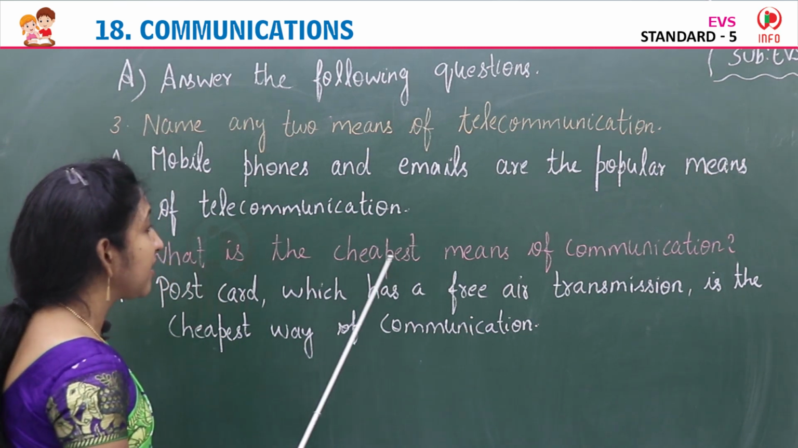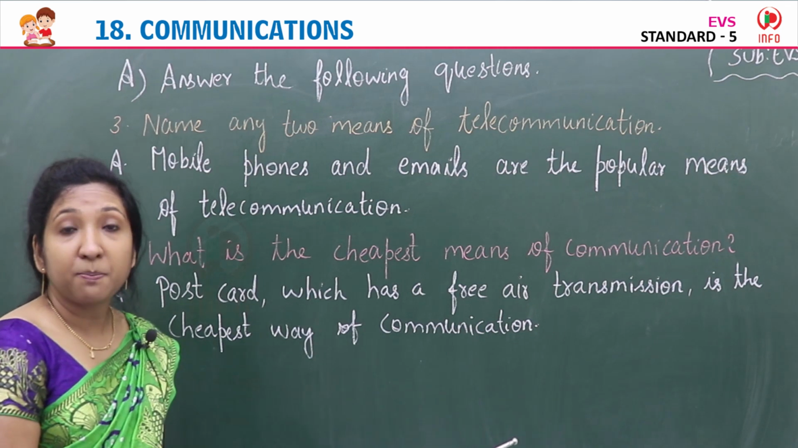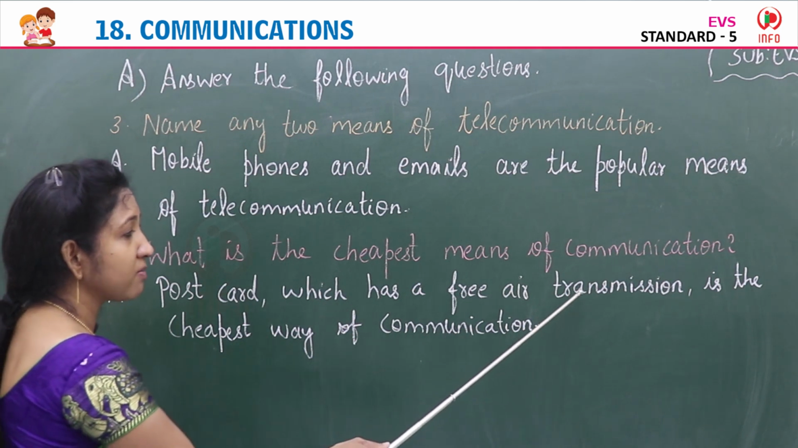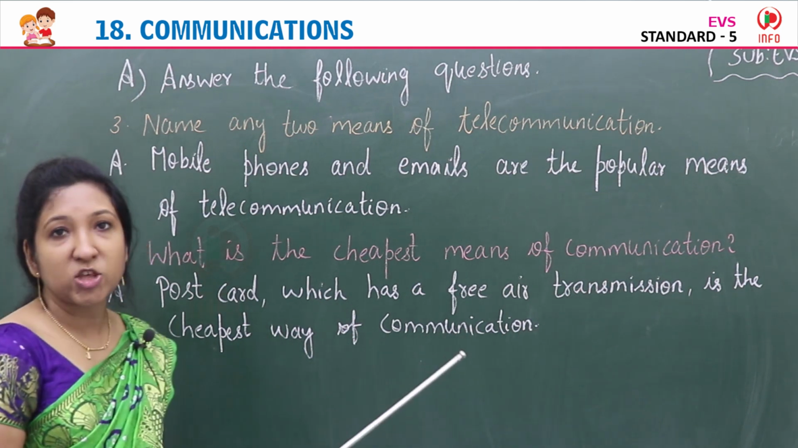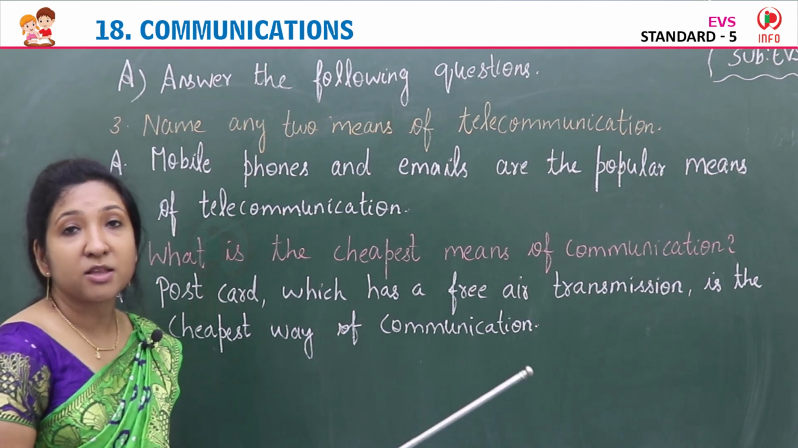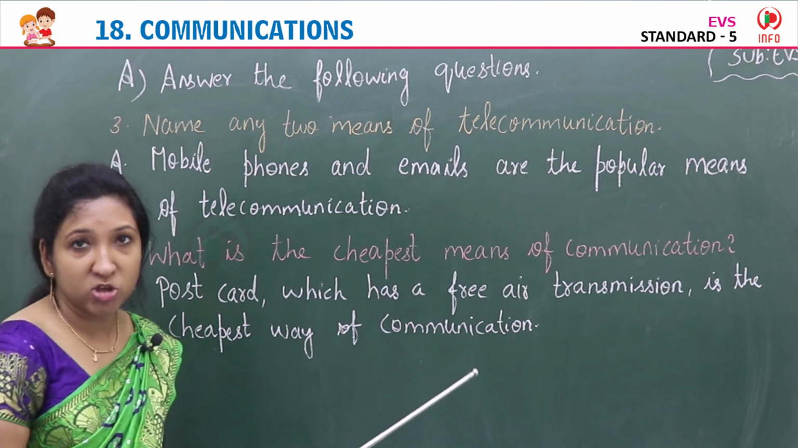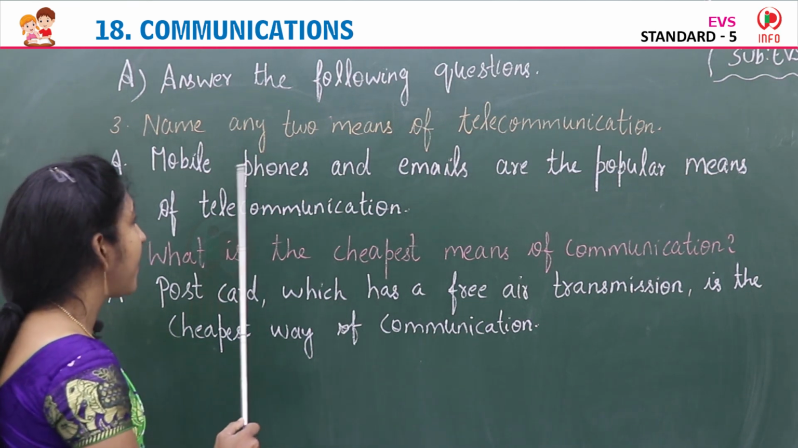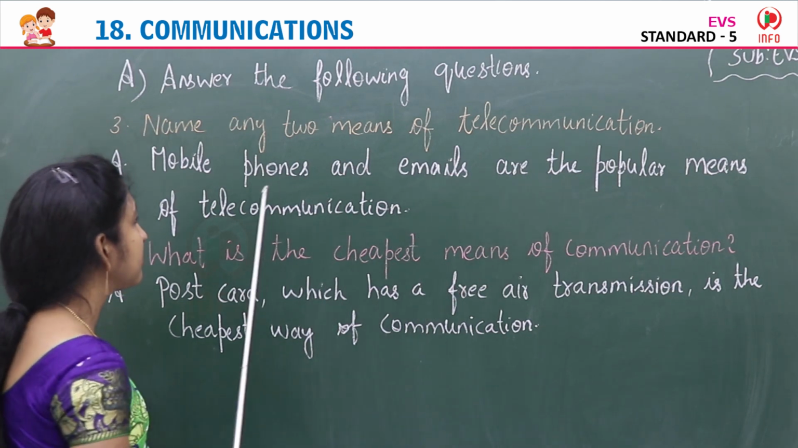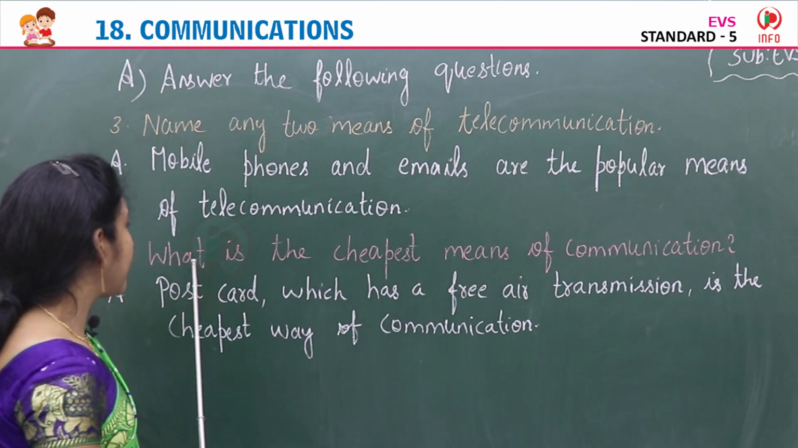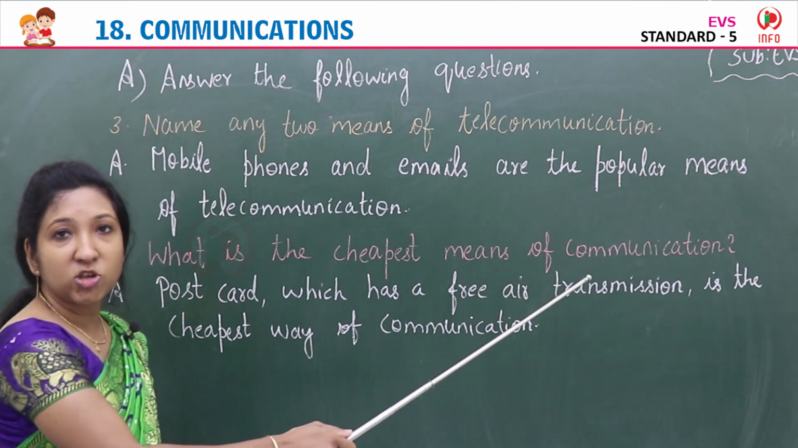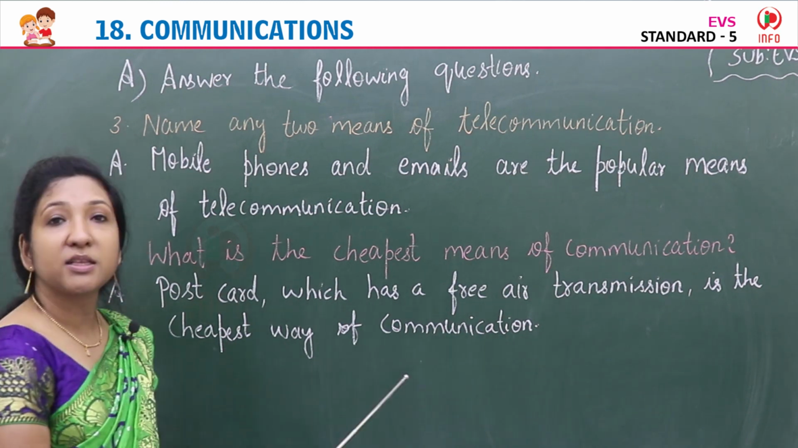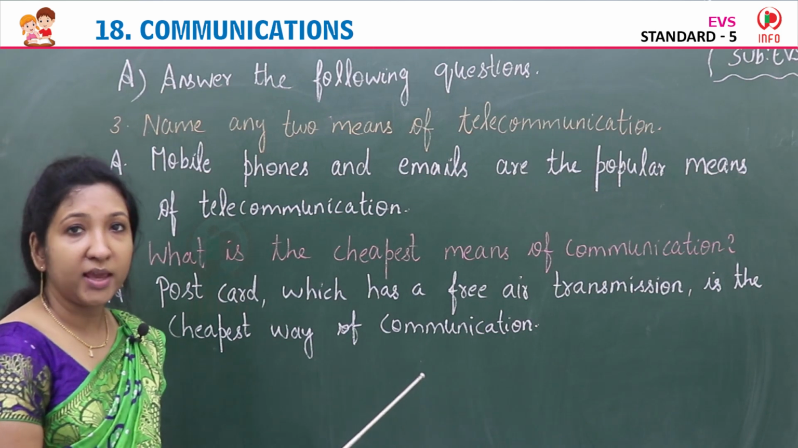Fourth question, what is the cheapest means of communication? The cheapest means of communication is the postcard, which has free air transmission. It is the cheapest way of communication, isn't it? Yes. So, name any two means of telecommunication. Mobile phones and emails are the popular means of telecommunication. Fourth question, what is the cheapest means of communication? Postcard, which has free air transmission. It is the cheapest means of communication. Okay.